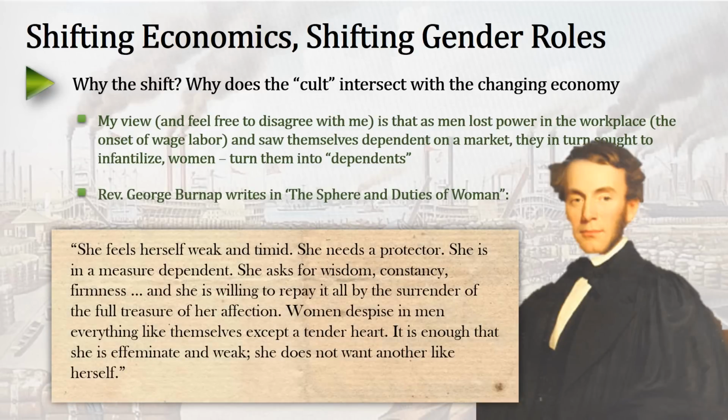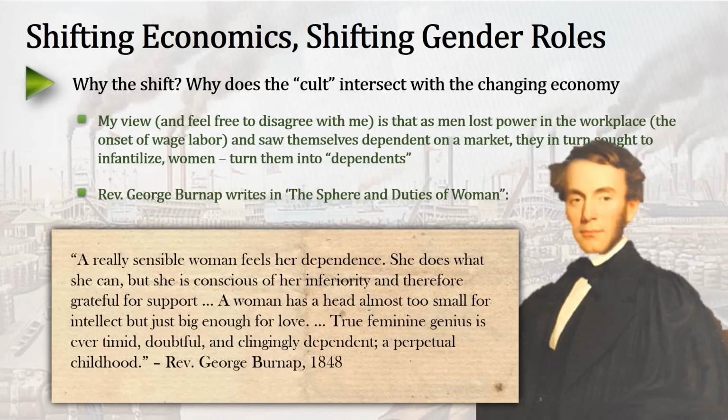The Reverend George Burnap writes in his book, The Sphere and Duties of Woman, "She feels herself weak and timid. She needs a protector. She is in measure dependent. She asks for wisdom, constancy, firmness, and she is willing to repay it all by the surrender of the full treasure of her affection. Women despise in men everything like themselves except a tender heart. It is enough that she is effeminate and weak. She does not want another like herself."